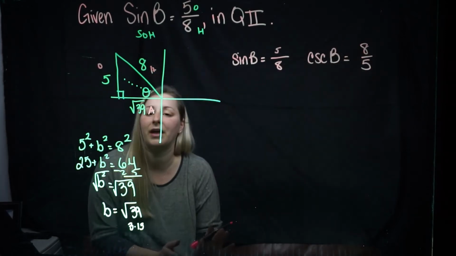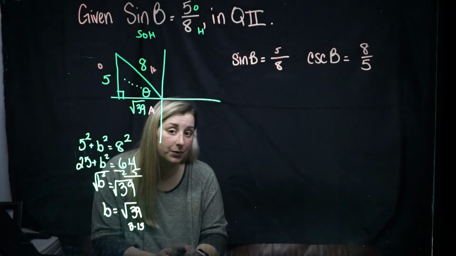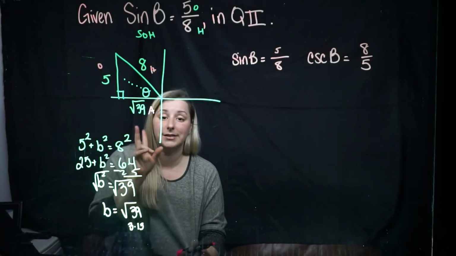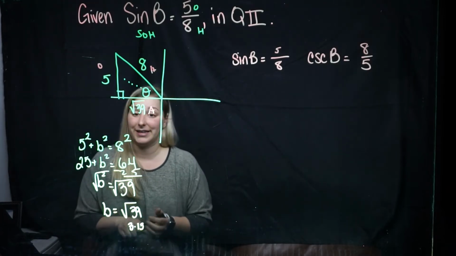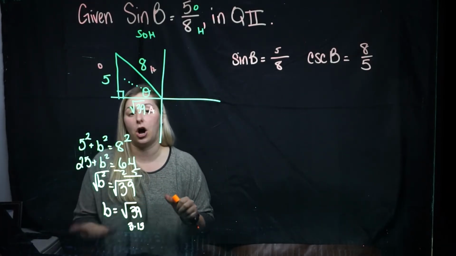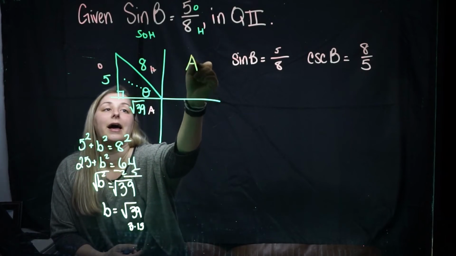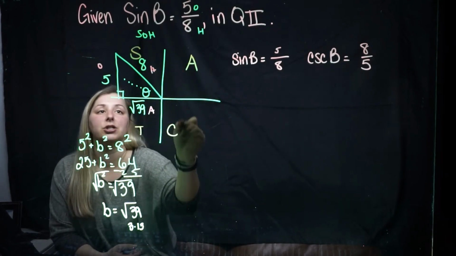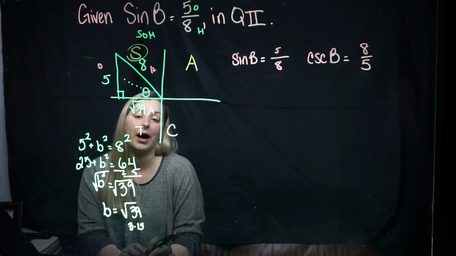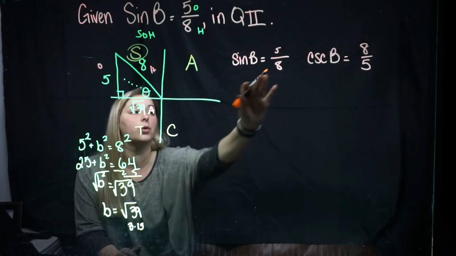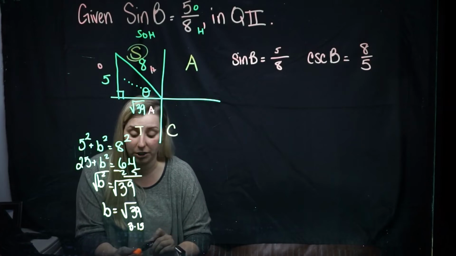But there's one thing that we have not taken into account just yet. We have to think about what sign, meaning positive or negative, each trig ratio has in the quadrant. So we're going to go back to our All Star Trig Class, A, S, T, C. So we're in our S quadrant, which means that sine and its reciprocal are positive, but everything else must be negative. So we're good there, right? Positive, so we don't need to change anything.